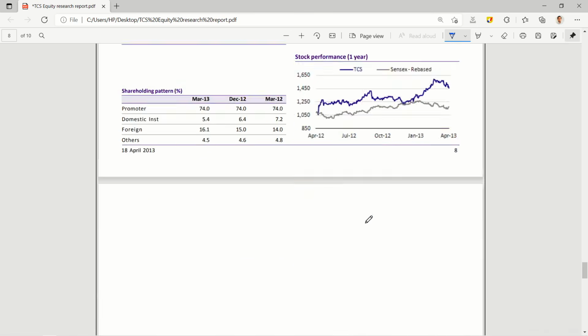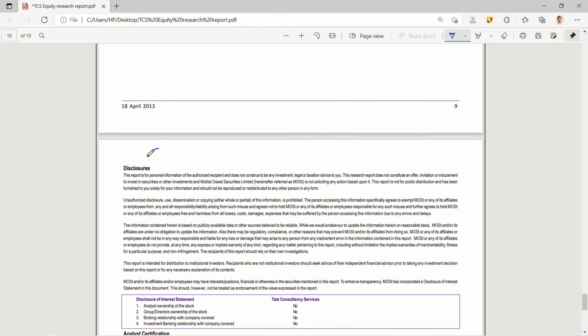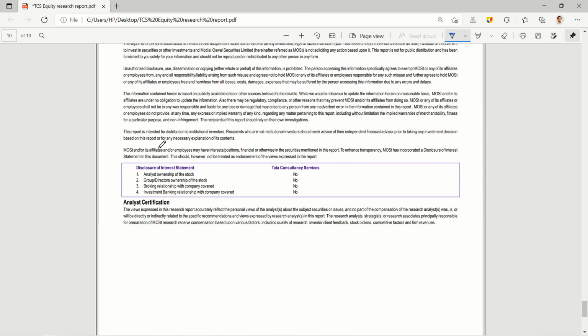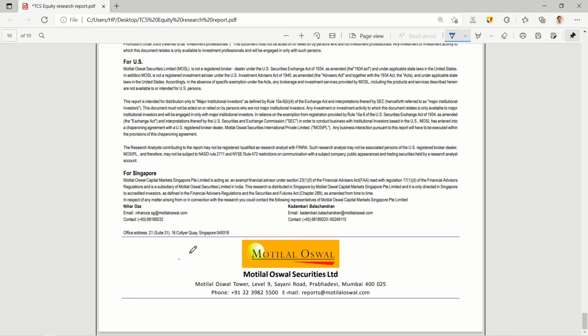And if I scroll down towards the end, you will see here, they are making disclosures, right? They might be interested in the company. They might have invested in this company, right? Analyst certification is given. And then they are talking about, okay, Motilal has issued this report. This is broadly the report. If you want, I'll attach a Google Drive link for this report. But broadly, I want to take the structure.